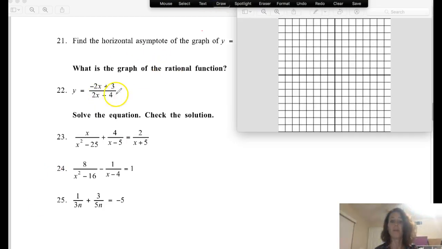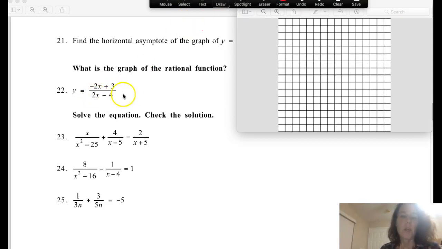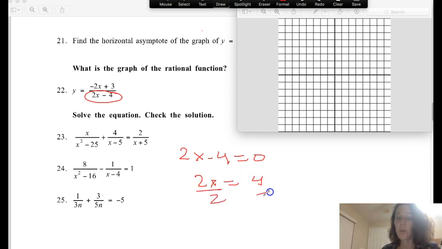All right, what's the graph of this rational function? So here's what we want to do. Find your asymptotes, okay? So your vertical asymptotes will be where this is 0. And you're going to go, well, where 2x minus 4 equals 0, what makes the denominator 0? Add 4 to both sides, you get 2x equals 4. Divide by 2. X is equal to 4 over 2, or 2. So if this was 2, 2 times 2 is 4, and 4 minus 4 would be 0.